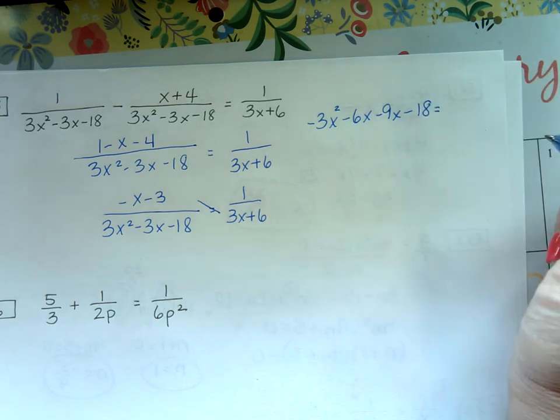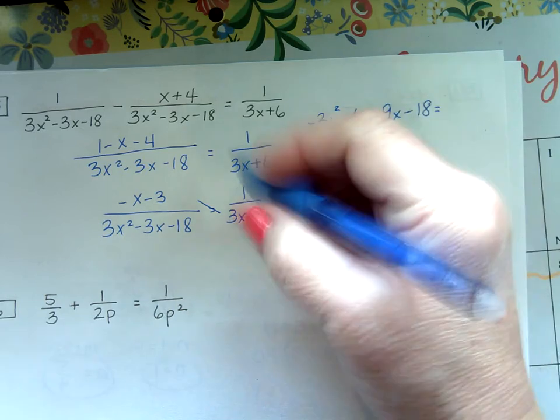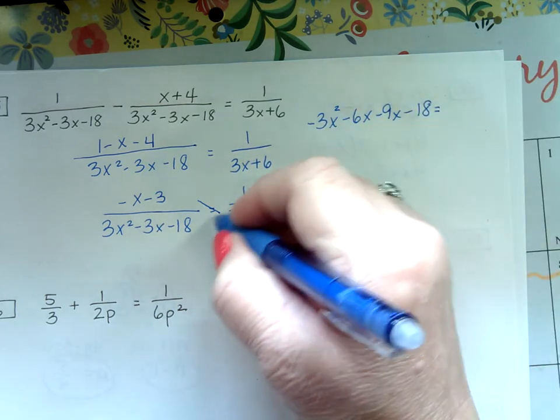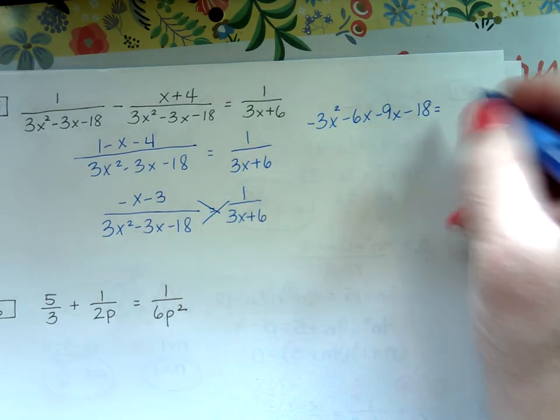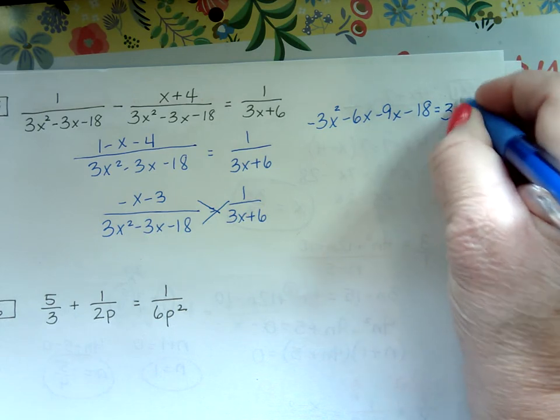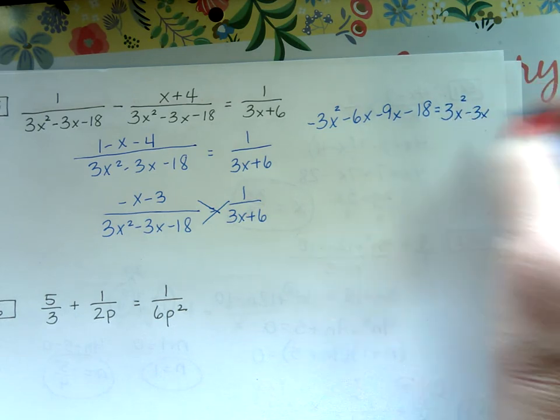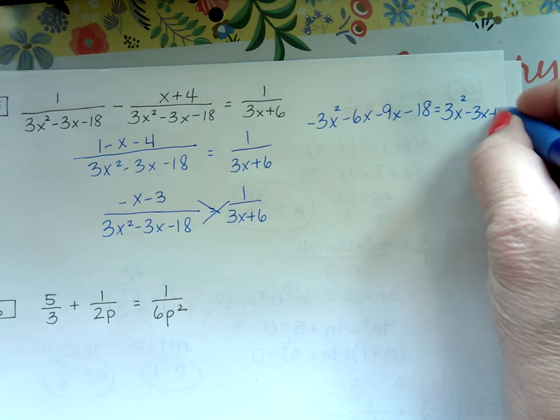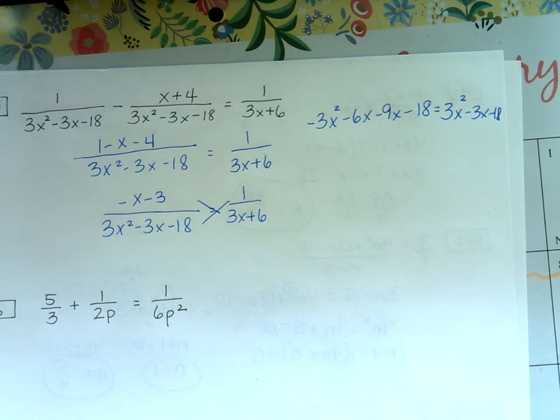Equals. Remember, this allows me to get rid of fractions. Equals 1 times this crazy thing over here, 3x squared minus 3x, can I squeeze it in, minus 18. Just barely. All right, so let's bring everybody together and see what happens.